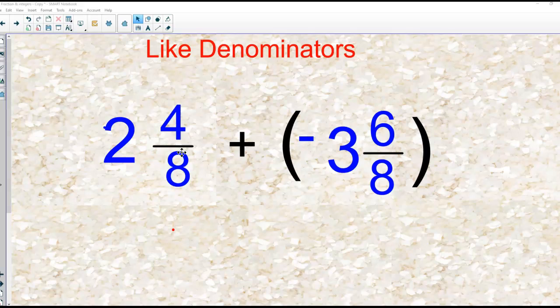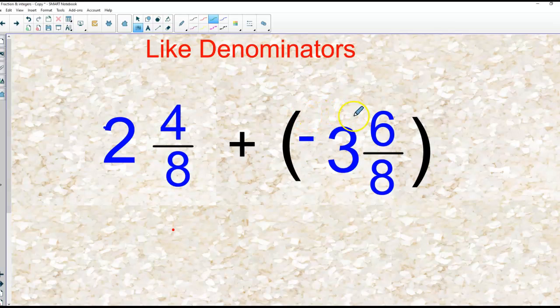So this problem says 2 4/8 plus negative 3 6/8. So it's addition. The last one we worked on was subtraction. This one is addition. But if you look, we still have a common denominator, so we do not need to find one. Your first step will always be to check for a common denominator. And if you don't have one, find one. That's always the first thing. Okay? Second is once we do have that common denominator, now we're going to make our fractions improper.